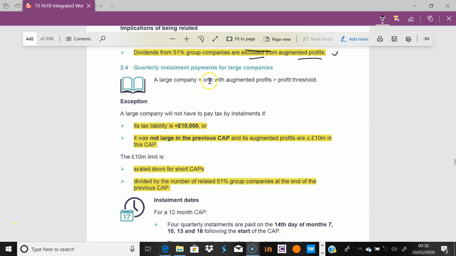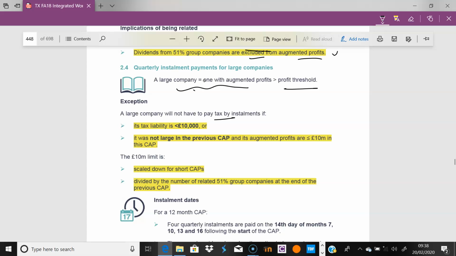Okay, great. So let's talk about these installments. How do large companies pay? A large company is one which has augmented profits greater than the profit threshold, depending on associated companies and on apportioning the CAP, but we'll come to that. There are a number of exceptions.